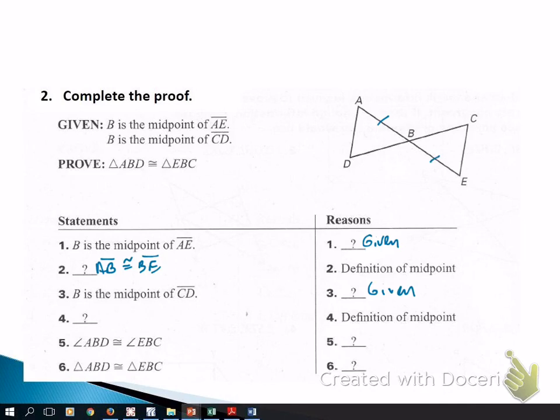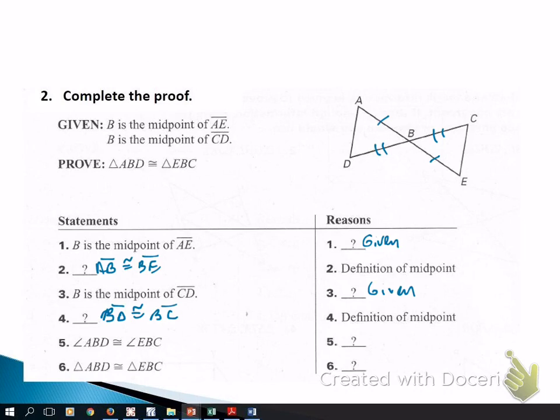Now, because B is also the midpoint of CD, I can do the same thing over there and say that BD is congruent to BC. And that, again, is by the definition of midpoint. And so I can go mark my picture. BD and BC are congruent.